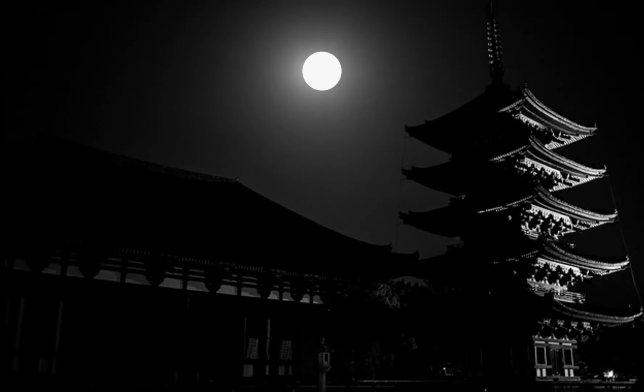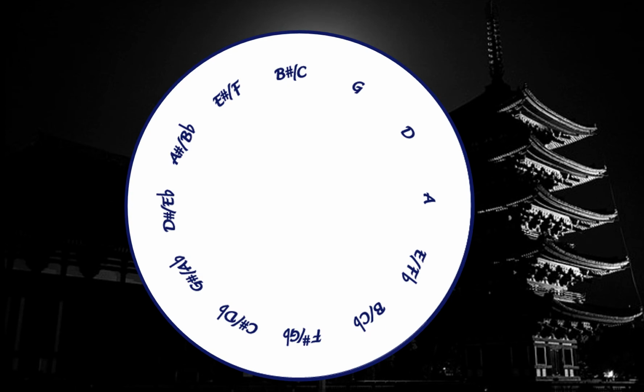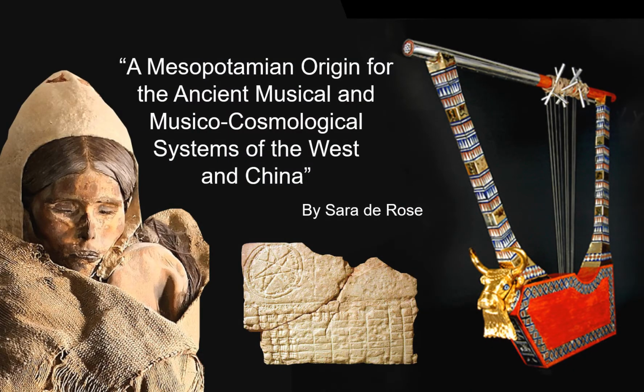It is interesting to note that knowledge of the circle of fifths is documented in China as early as the 3rd century BC, and that the Chinese named the 12 notes with 12 different names. Evidence suggests that Chinese knowledge of the circle of fifths was transmitted from the Near East sometime during the 1st millennium BC.